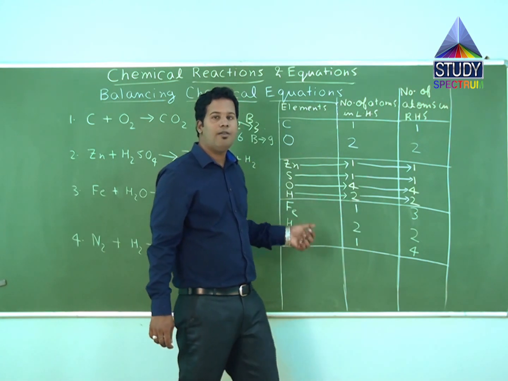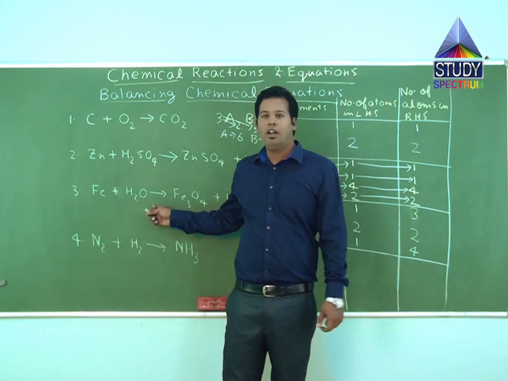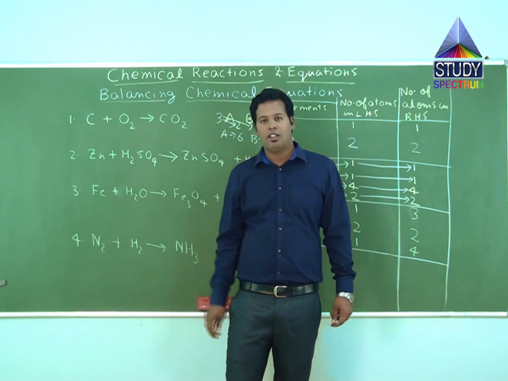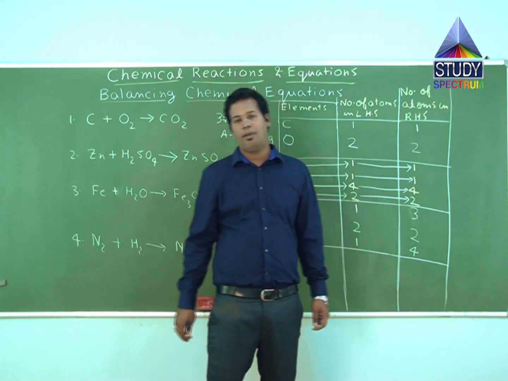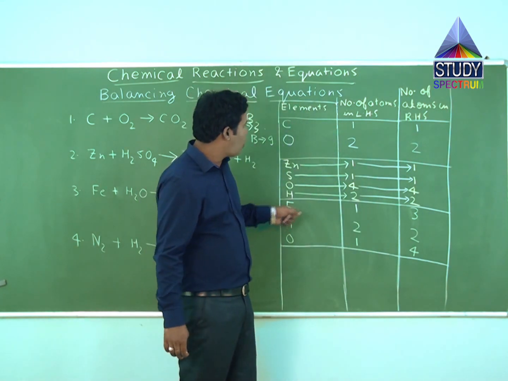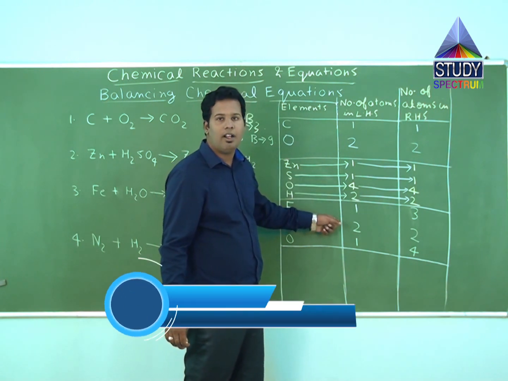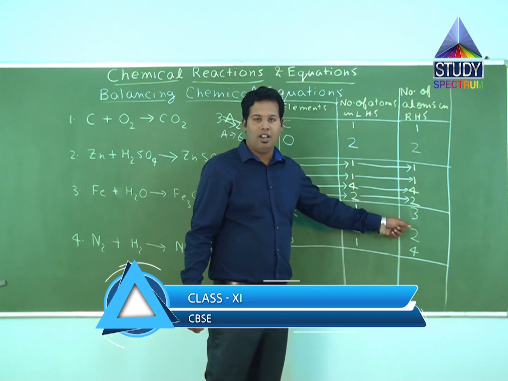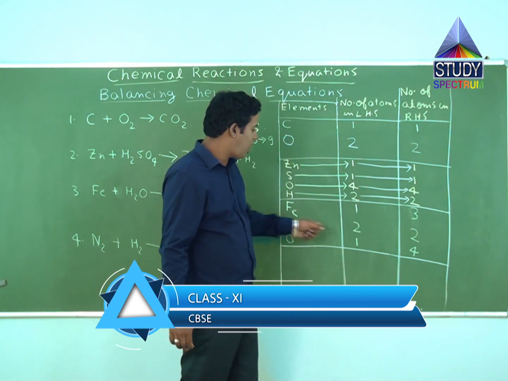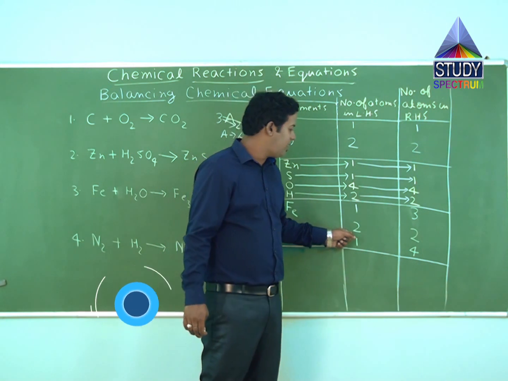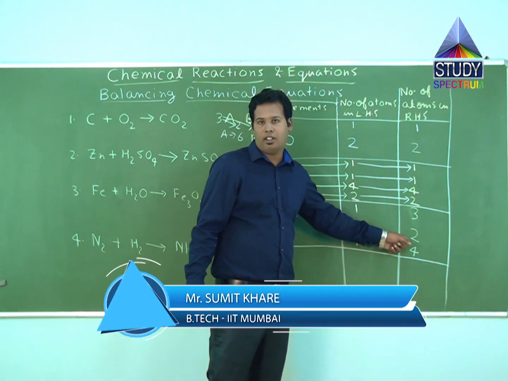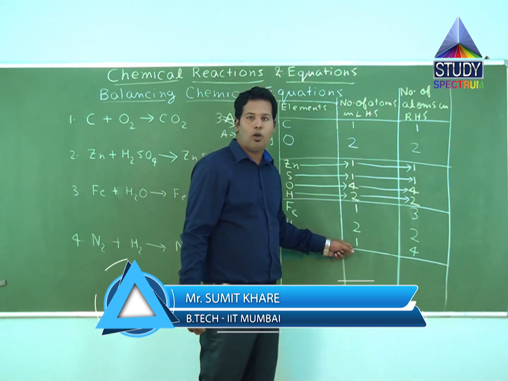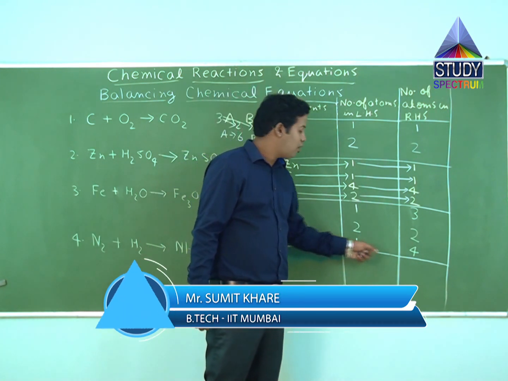Now, let us see, are the number of atoms of each element in LHS and RHS same? If they are not same, we will use some method to make them equal. That is why we can follow the conservation of mass and we can balance the chemical equation. Now, if you talk about the number of atoms of iron, in LHS it is 1, but it is 3 in RHS. If you talk about hydrogen, the number of hydrogen atoms in LHS is 2, and it is 2 in RHS also. But if you talk about oxygen atoms, in LHS there is only 1 atom of oxygen, but 4 in RHS.